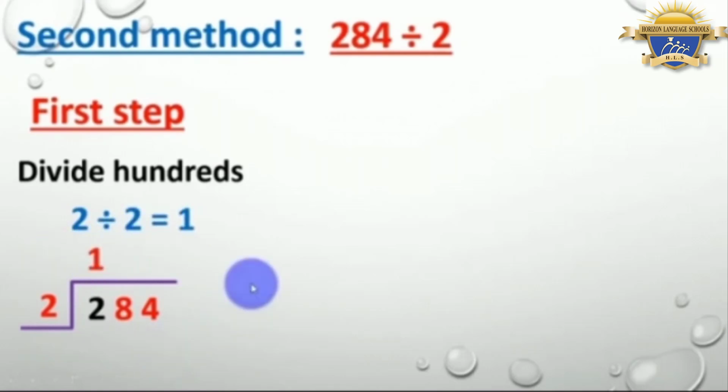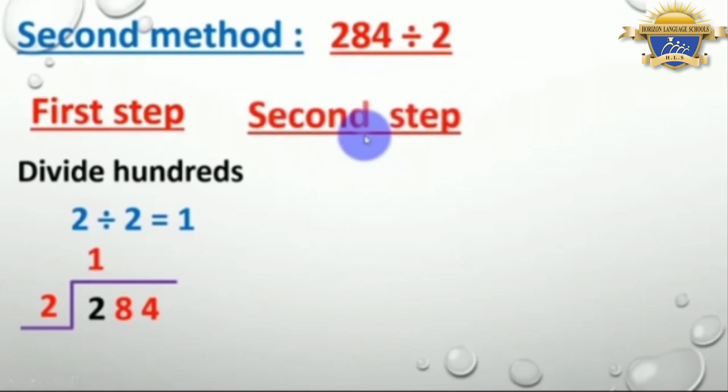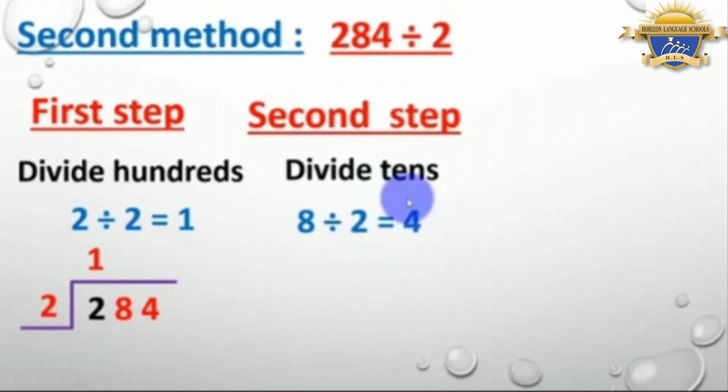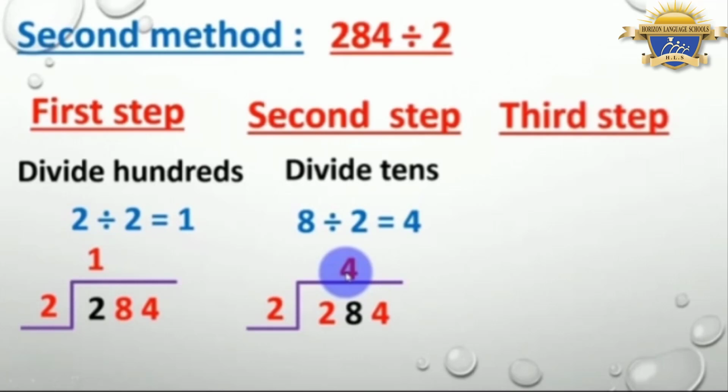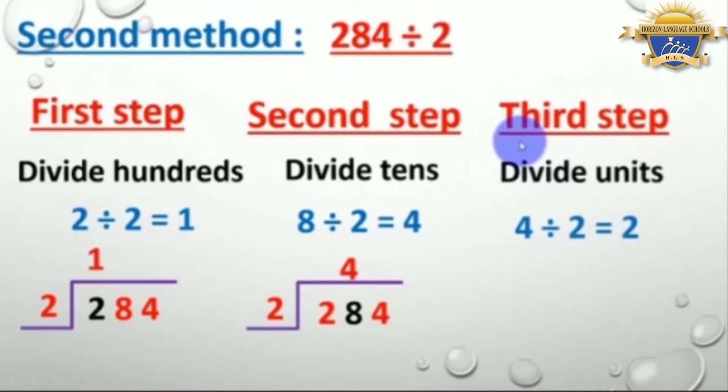Second step, divide the tens, which is 8. 8 divided by 2 equals 4. Third step, divide the units, which is 4. 4 divided by 2 equals 2.